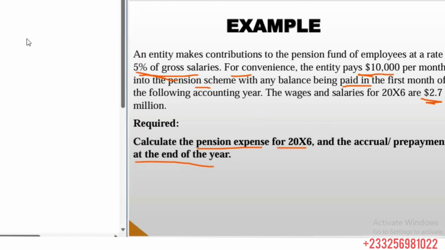This is very, very simple. So look at the total amount that they are supposed to pay. We're told that they are supposed to pay 5% of the gross salary. That is their obligation. Are you following? So their obligation is to pay what?